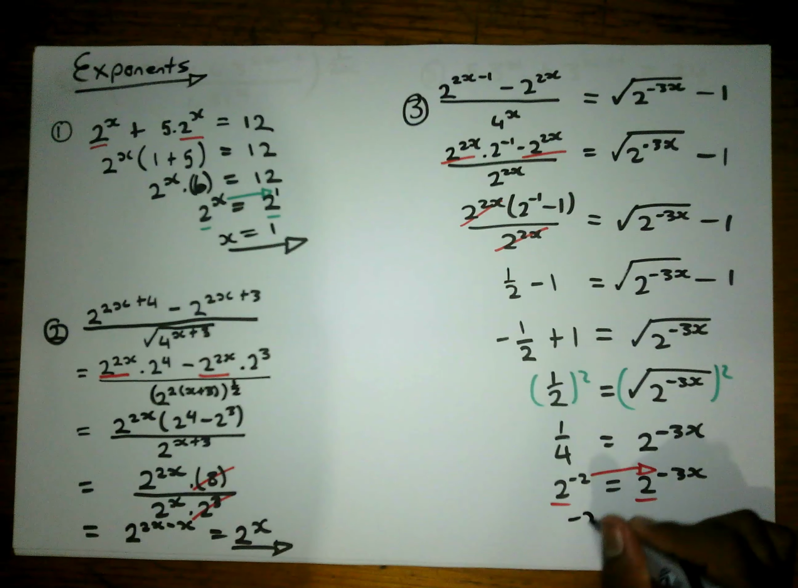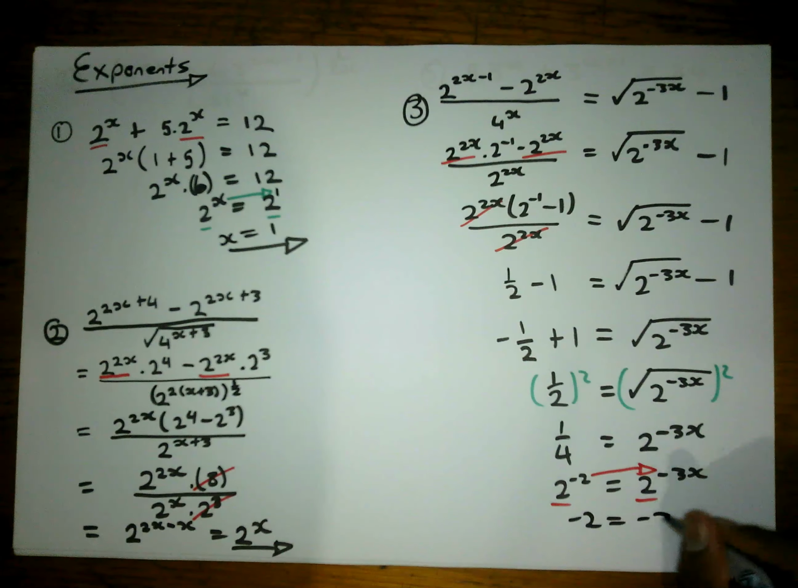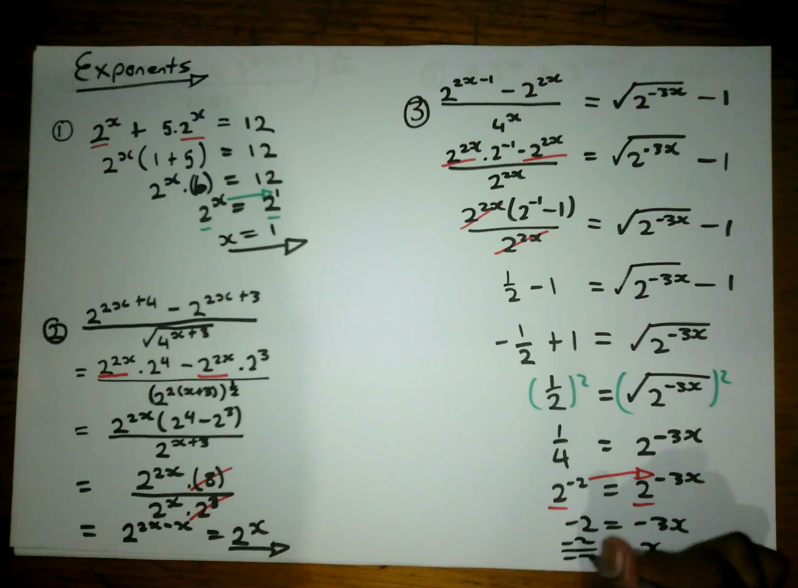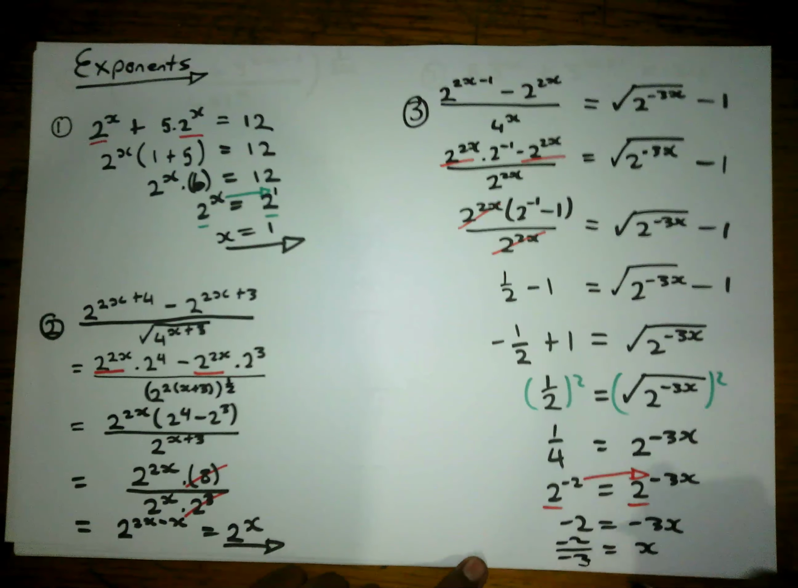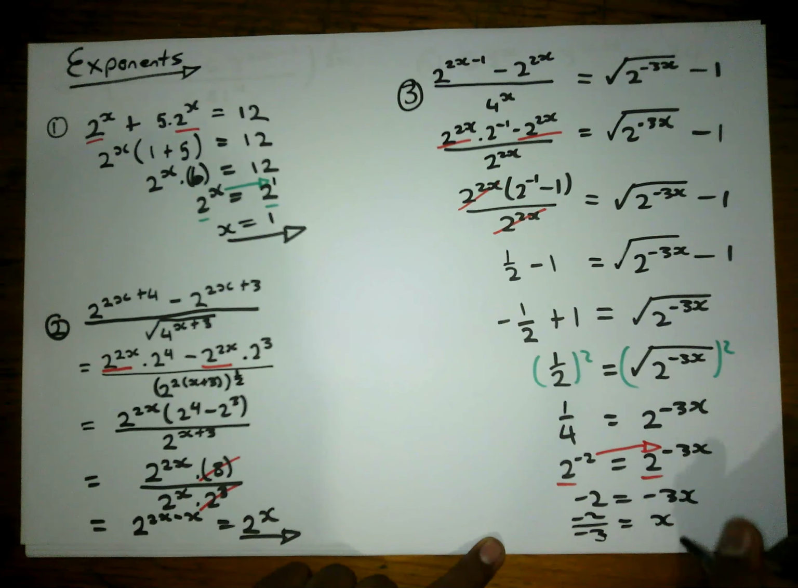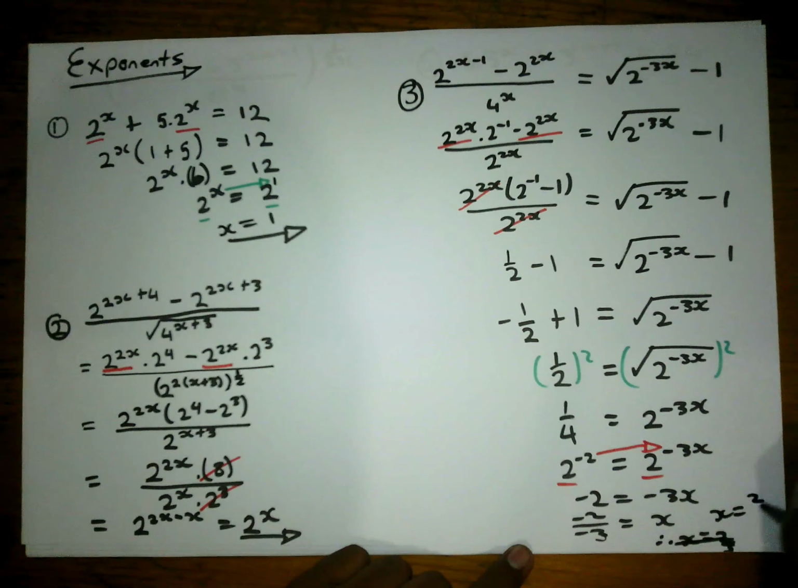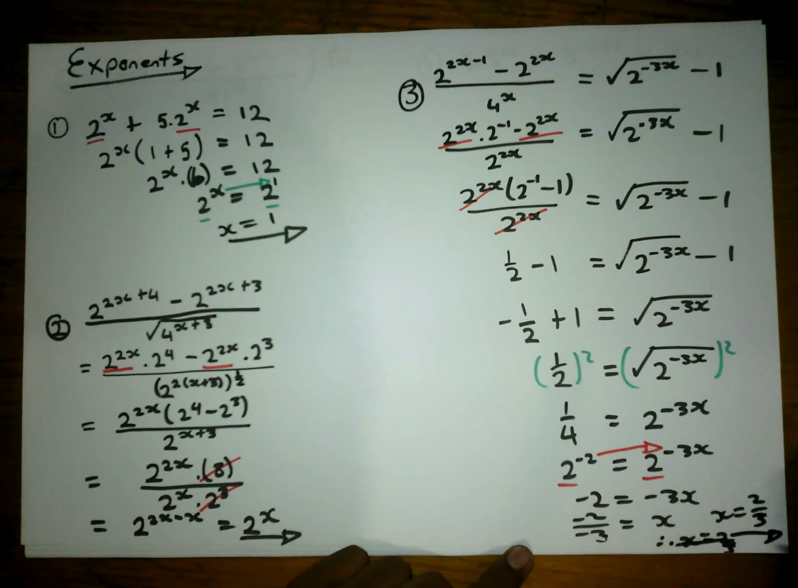So this is negative 2 equals minus 3x. Therefore, x equals minus 2 over minus 3. And then we can write, therefore, x equals 2 over 3. Let's just write this nicely. x equals 2 over 3. Final answer.